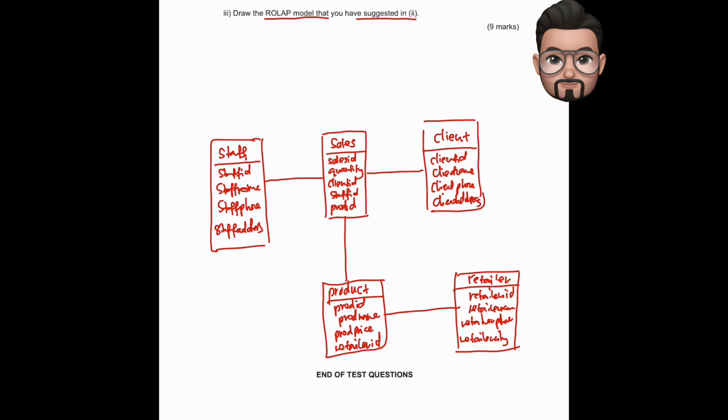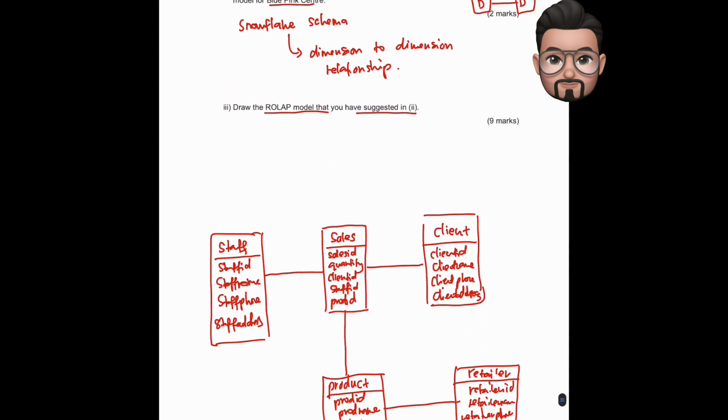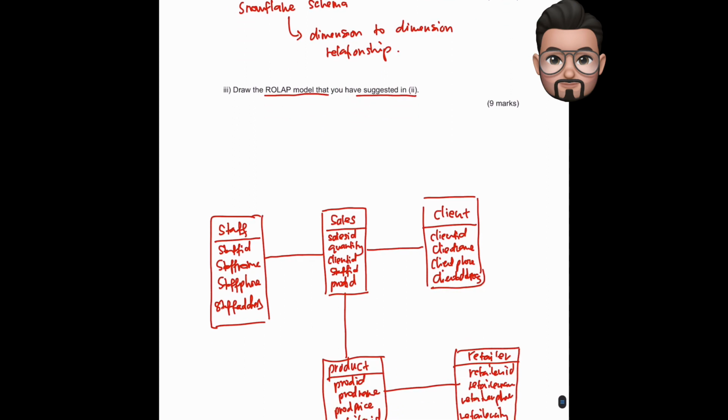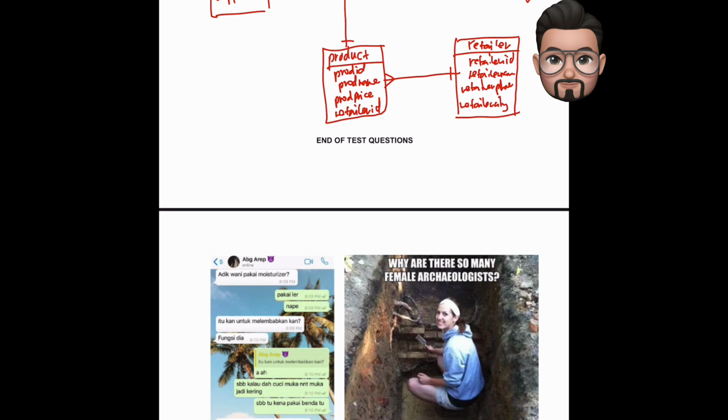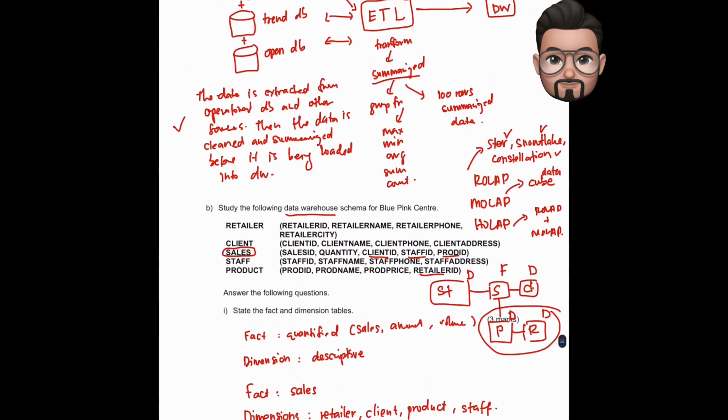Okay, since this is not ERD, this is a ROLAP model, snowflake schema, what is the relationship? Remember, the fact table will always have the many side because it holds the foreign keys, like a bridge. The rest is one to many relationship. Since retailer ID is inside product, product has the many side, retailer has the one side. You don't need to have the modality. This is not ERD. Just cardinality is enough. One client many sales, one staff many sales, one product many sales, one retailer many products. And so we are done with the test discussion. Okay, I guess that's all for now. Thank you.